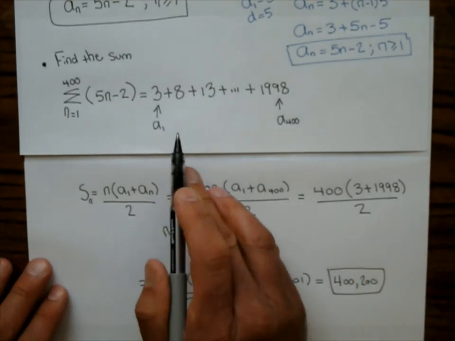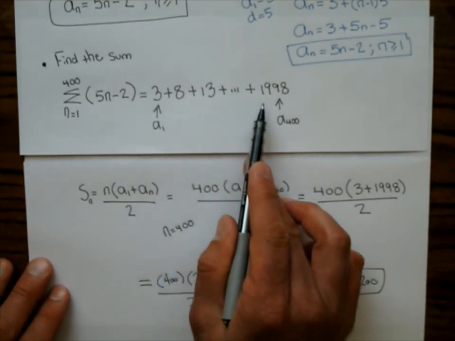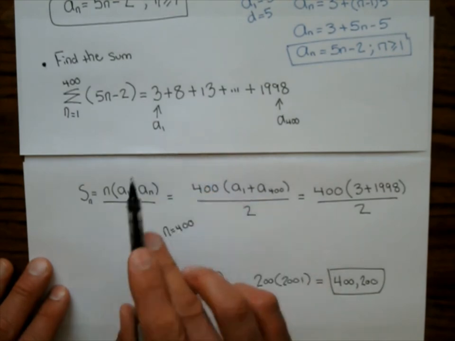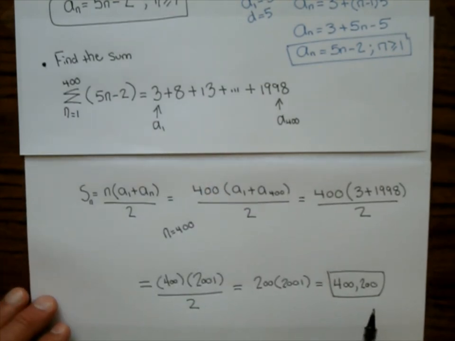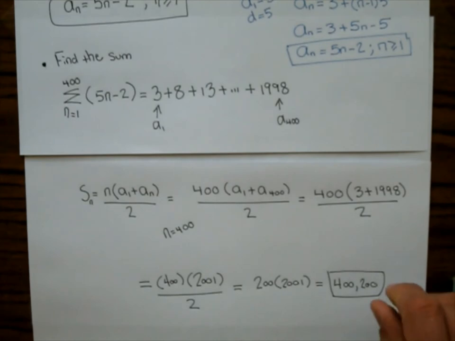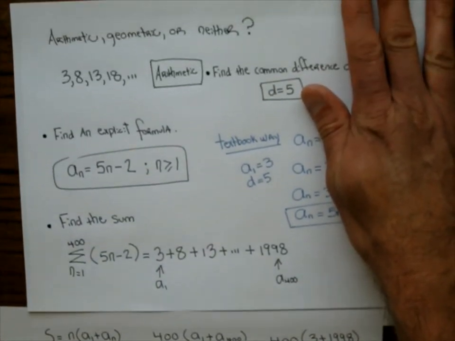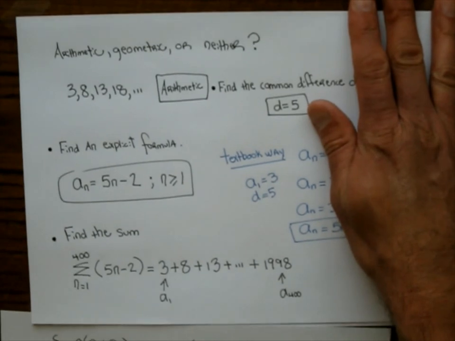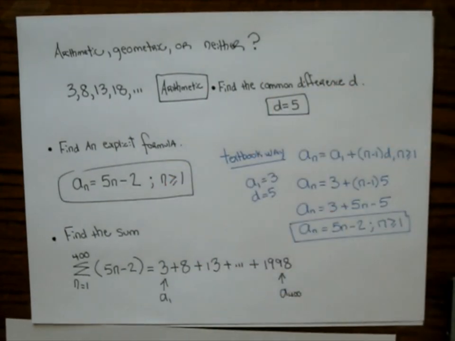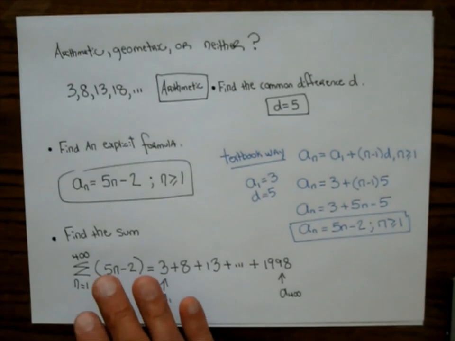And think about it. I mean, this is a lot easier than putting 400 terms into your calculator. And so that is how we do this. Let's go take a look at another problem. Remember the original problem said, is the sequence, because they gave you a sequence, arithmetic, geometric, or neither? Let's go do the next problem.